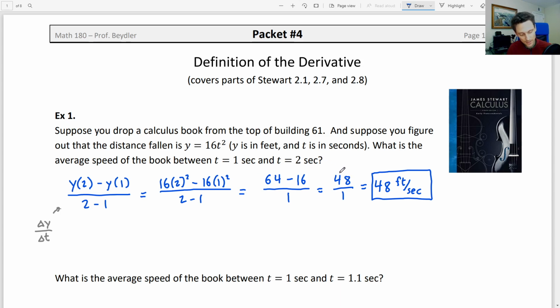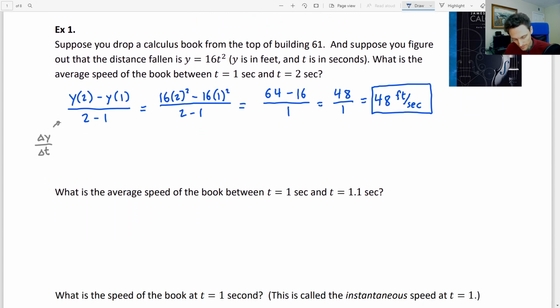And you can see that on the top, the number 48 is representing the distance that the book has fallen in that time interval. And the 1 is the 1 second that elapsed from t equals 1 to t equals 2. So you can think of the 48 as having the units of feet, the 1 as having units of seconds, so when you divide you get 48 feet per second. Let's look at the next question.